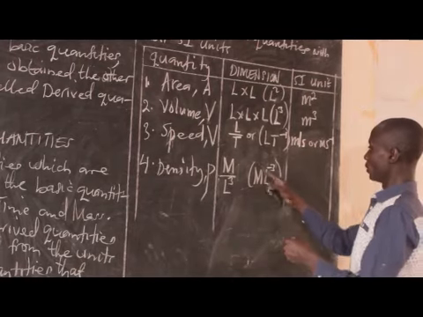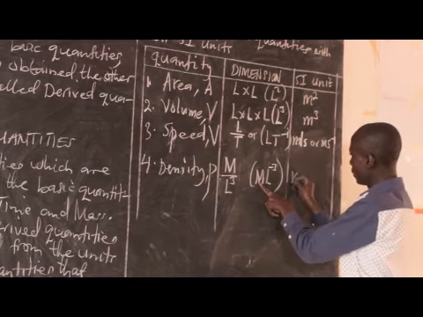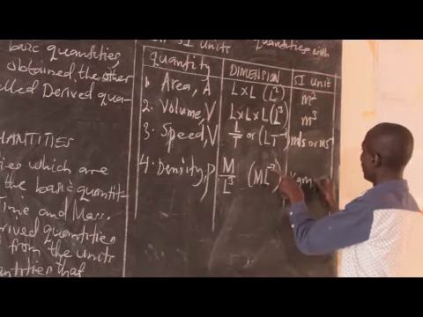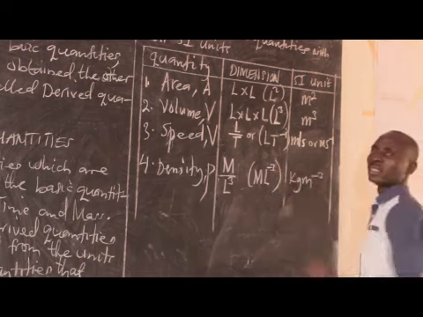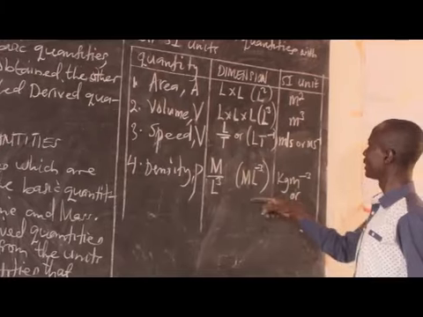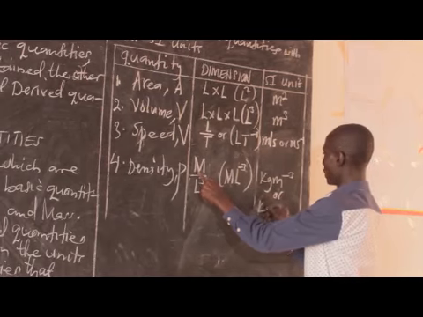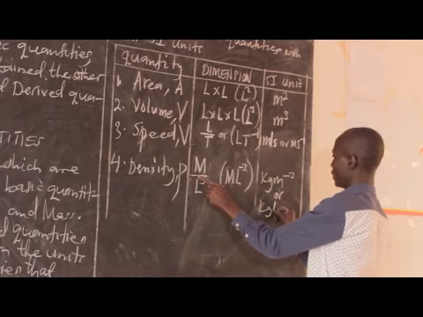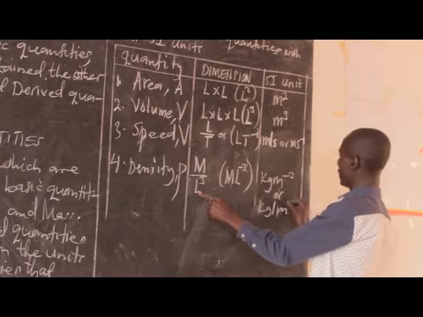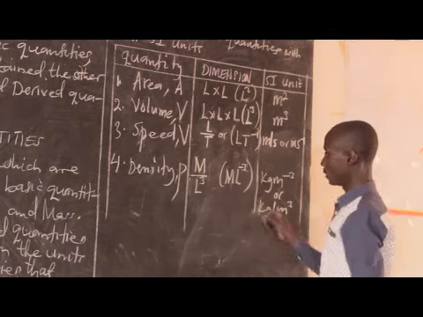Now if you ask me to tell you the unit of density, I will say this is mass, which is in kilogram, and this is length, meter, to the power negative 3. Or I can write it like this: kilogram over length. Length is in meters, because the unit for length is meter, but cubed. Good.